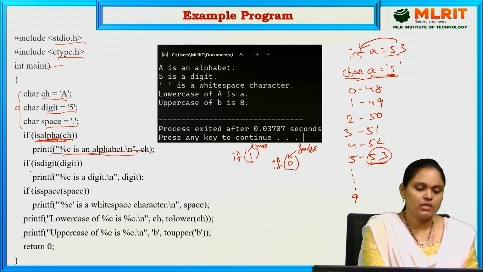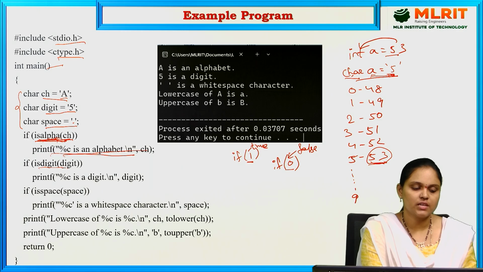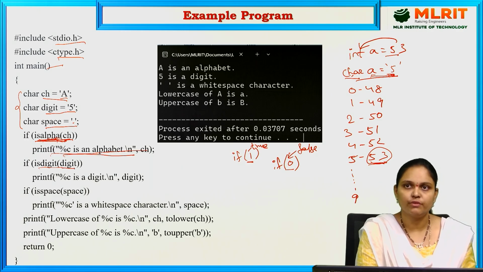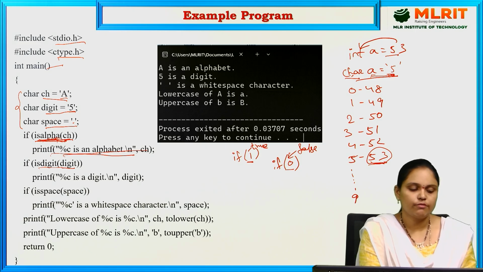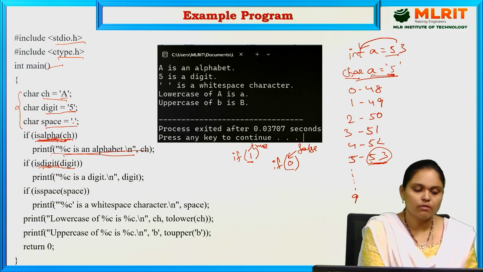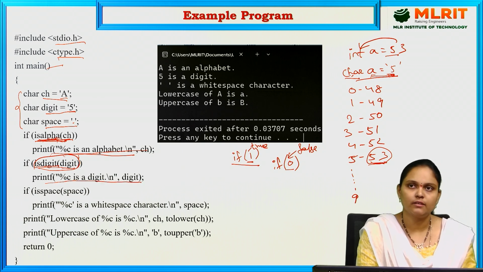And next is if isdigit, and inside this we have placed one digit variable. In this digit variable we have the character '5'. So by using this isdigit function, it will check whether it is a number or not. Yes, it is a number, so it will return 1. So if of 1, this value is nothing but 1. So if it is 1, then we are telling it is true, we are entering into this and we are telling yes, that particular character in the digit variable is a digit.